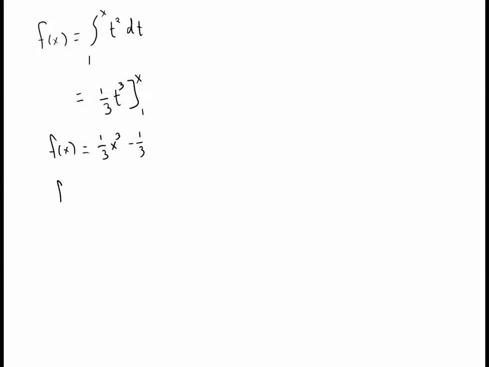Well, what about the function's derivative? The derivative of 1/3 x cubed is simply x squared, and the derivative of negative 1/3 is 0. So I know that the derivative of f of x is x squared. But I could have arrived at that right from this point, because the second fundamental theorem guarantees me some things. Basically, notice if I just substitute in x directly into that, f prime of x must be x squared.